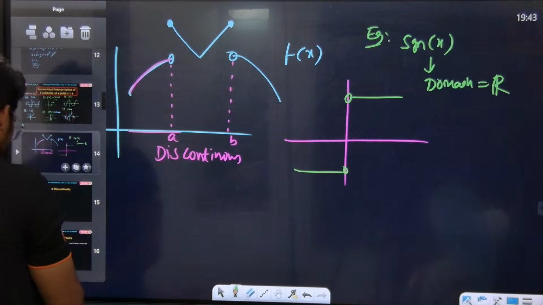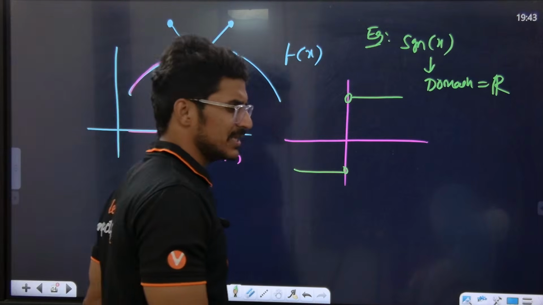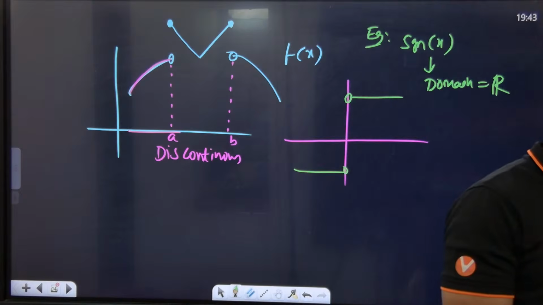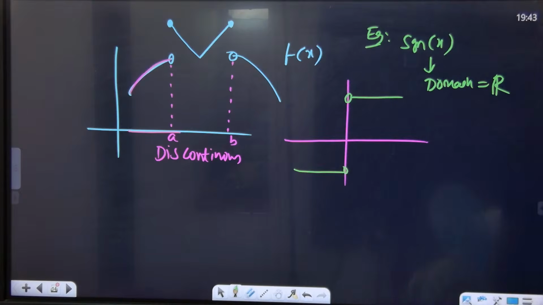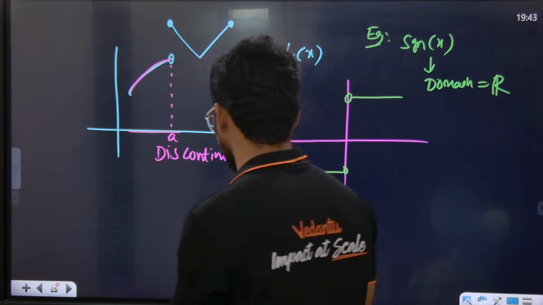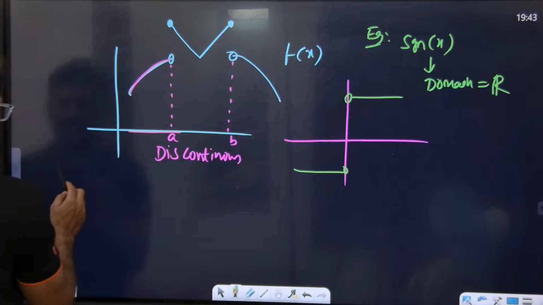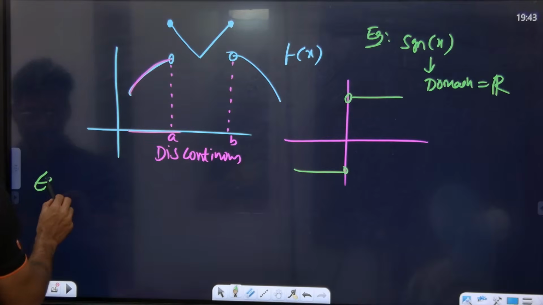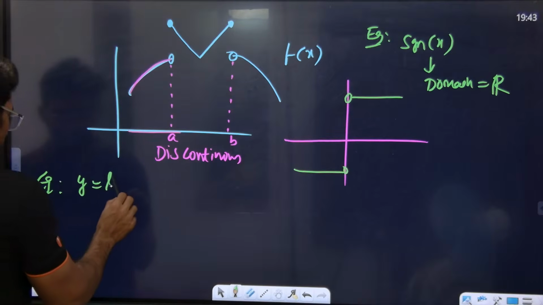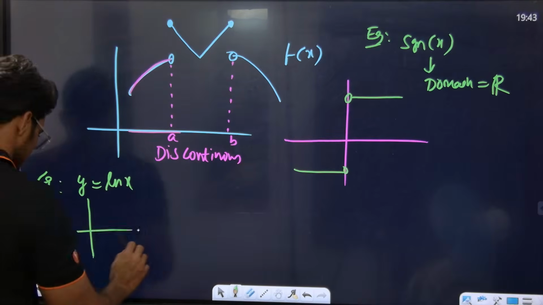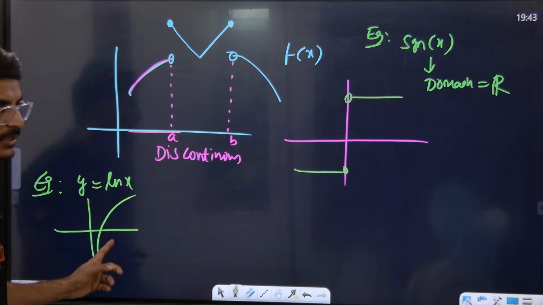Sir, next, any example you take. Shall we go forward? Yes, sir. Sir, ln x, sir. Ln x is also the same. Example: y is equal to ln x. The ln x graph will be like this. See, ln x will be like this.